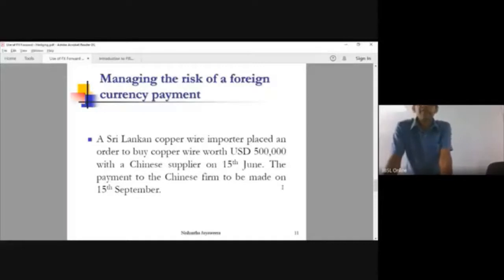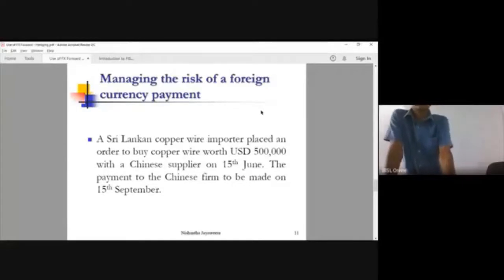So then, is there any question on that before we move into the payment side? Okay, if not, we'll move into foreign currency payment. We make a foreign currency payment when we import something. So this is an example.